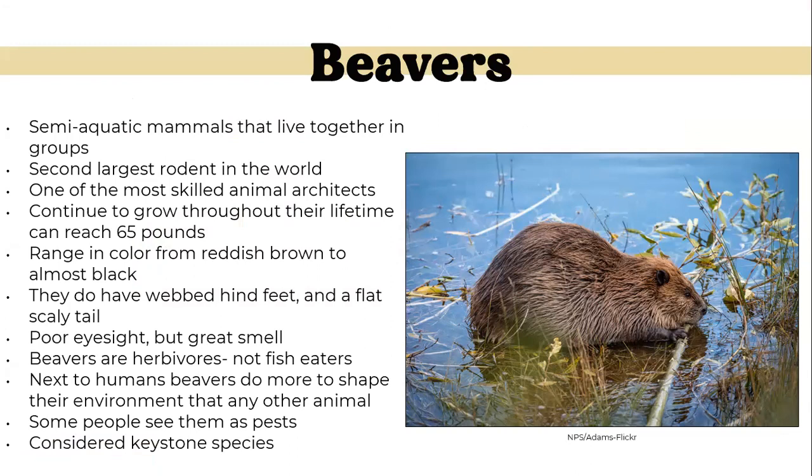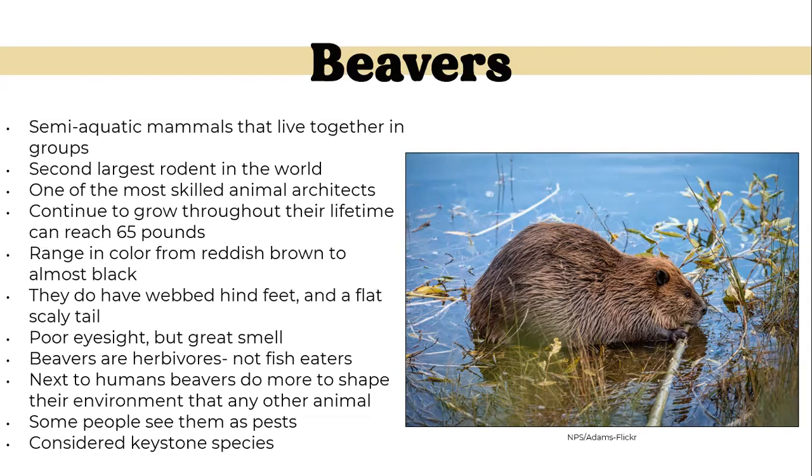So beavers are one that a lot of people think of as the quintessential animal architect. These are rodents. They're semi-aquatic. They live together in groups. They're the second largest rodent in the world, right behind the capybara. And they are one of the most skilled animal architects. They get to about 65 pounds, which people think beavers are small, but they're pretty big and fat and round. They have very poor eyesight, but they have a great sense of smell.